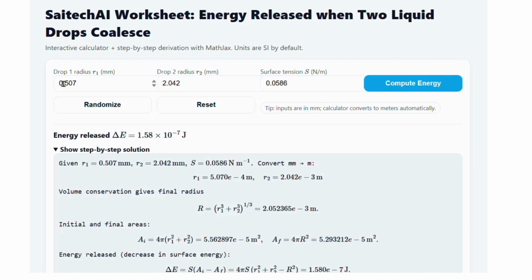And see, now I have given 0.507 as the radius of drop one, another drop is 2, and the surface tension is 0.8. Now we compute the energy and we are able to get it. Now we can reset the values and randomize. So you can get enormous questions from here, so that you can practice very well with this wonderful interactive worksheet. You can develop your own questions and verify them. Thank you very much.